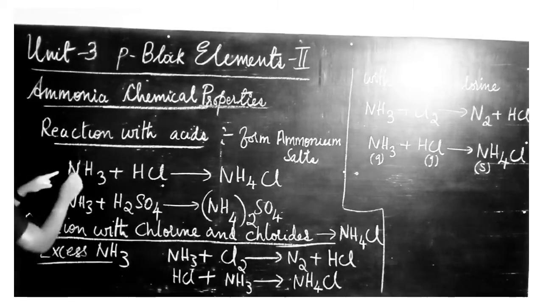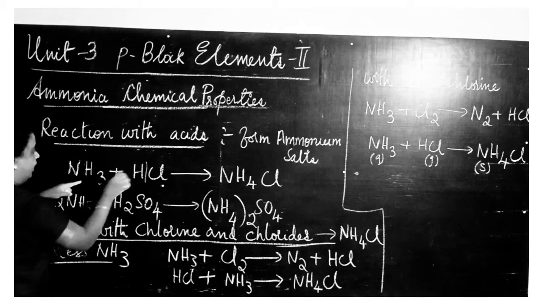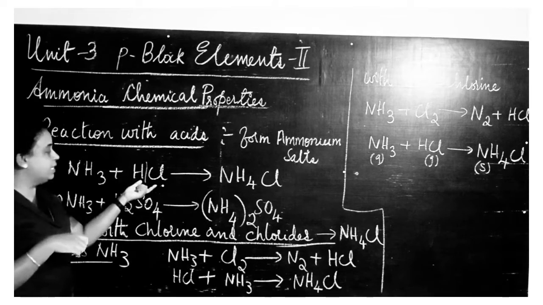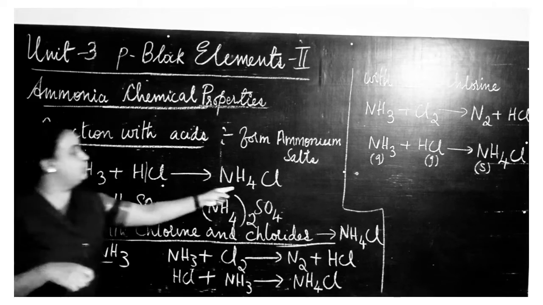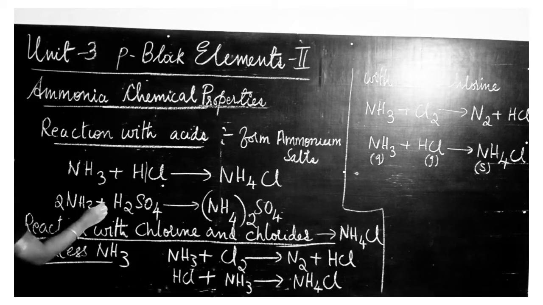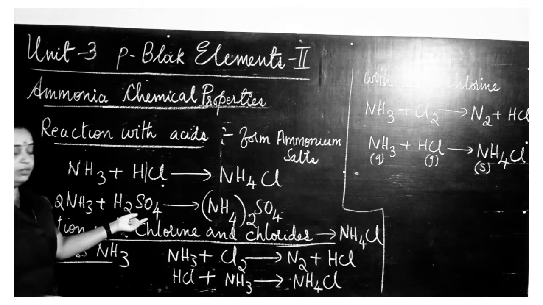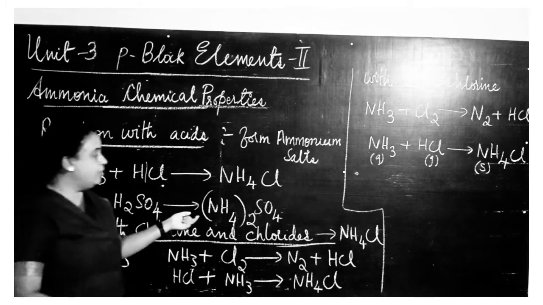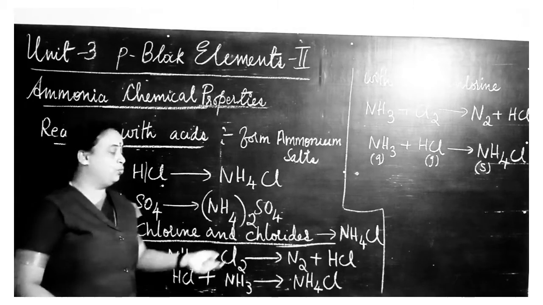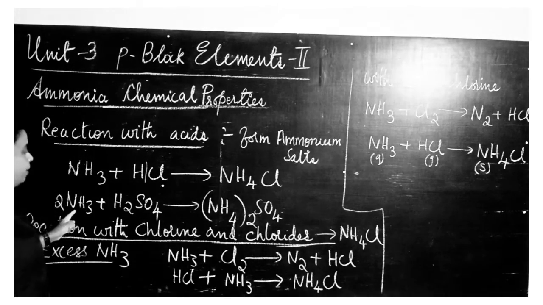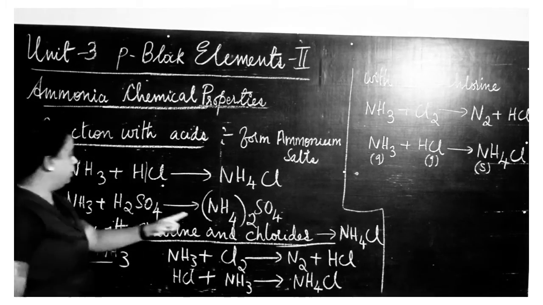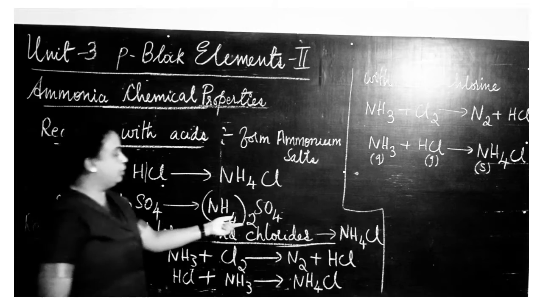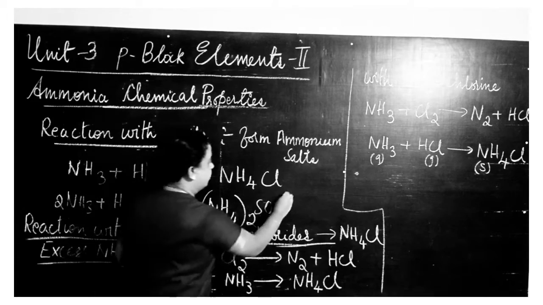So here ammonia combines with hydrogen from the HCl to form NH4, and forms NH4Cl. Then likewise ammonia also combines with sulfuric acid, H2SO4. So 2 moles of ammonia combine with H2SO4, sulfuric acid, to give ammonium sulfate, (NH4)2SO4. For balancing we just put 2 here. When we put 2 here, it is completely balanced. So this (NH4)2SO4 is ammonium sulfate.